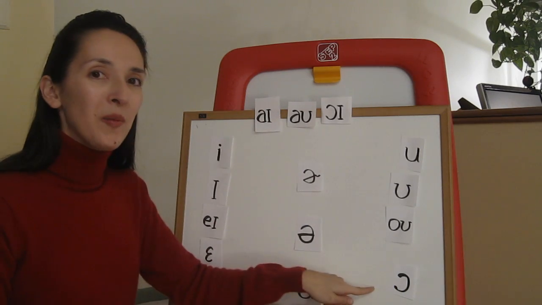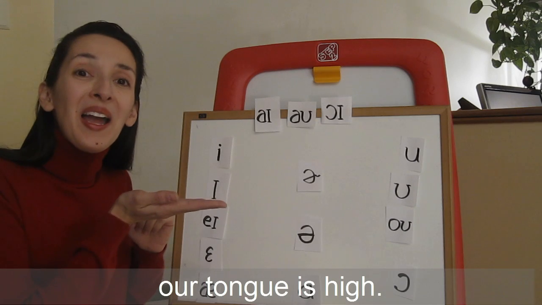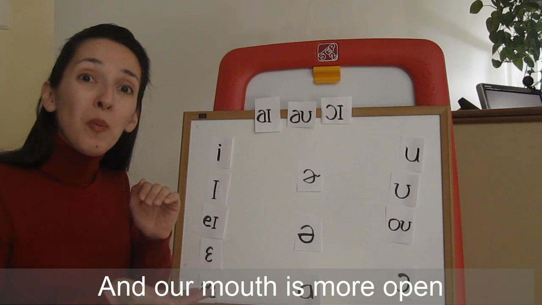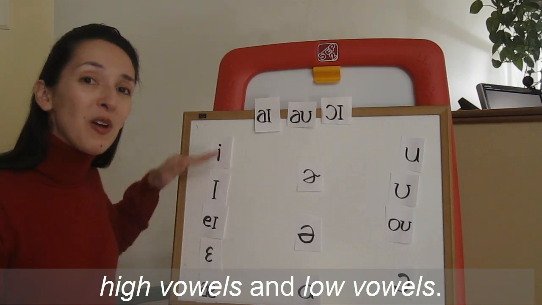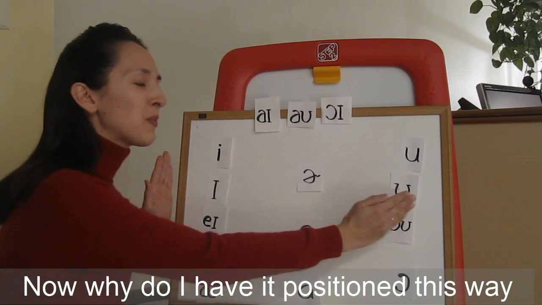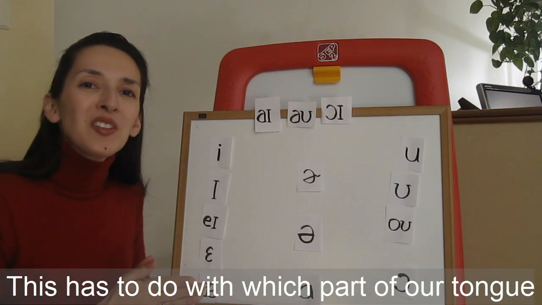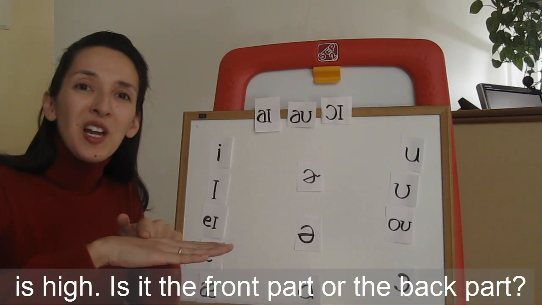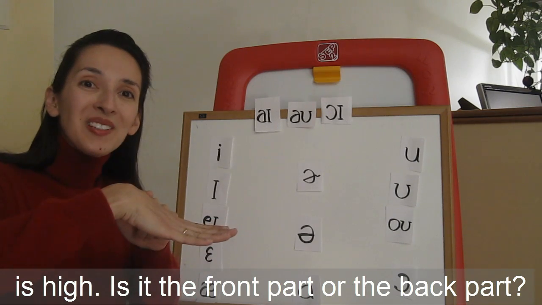U, A. Our mouth is more closed when our tongue is high, and our mouth is more open when our tongue is low. That's why we talk about high vowels and low vowels. Now, why do I have it positioned this way with these groups? This has to do with which part of our tongue is high. Is it the front part or the back part?